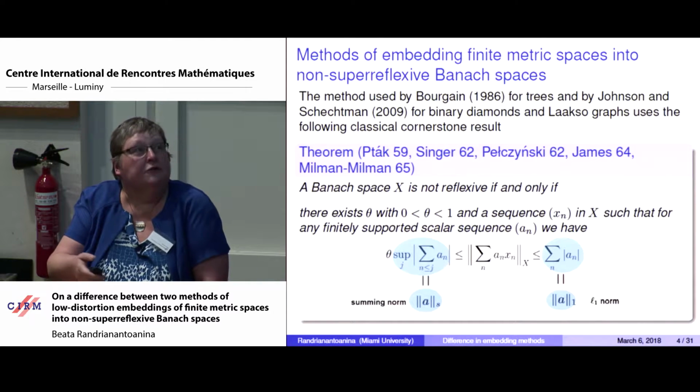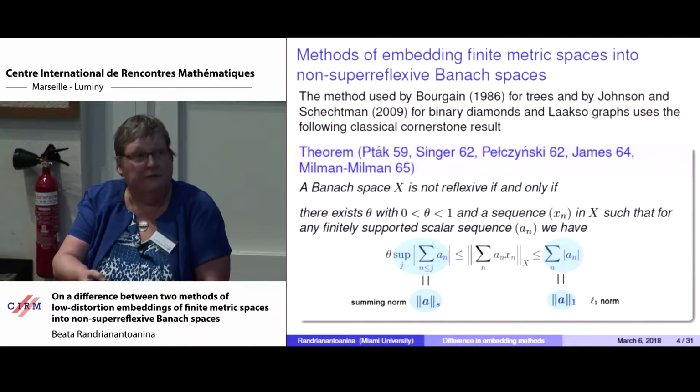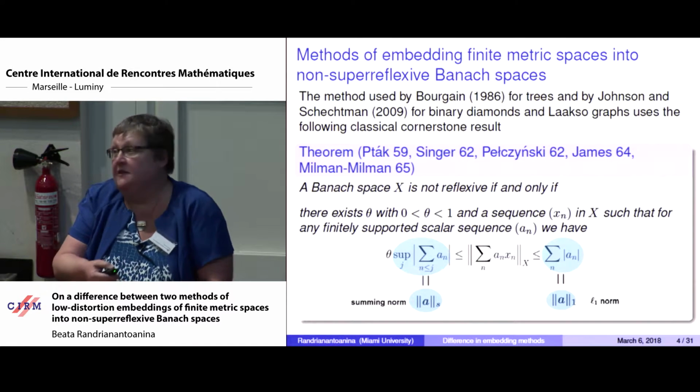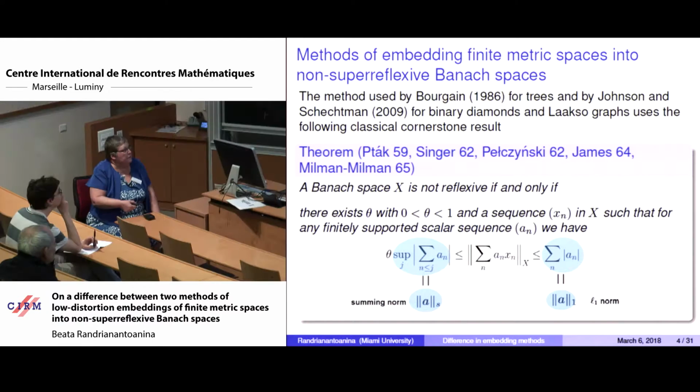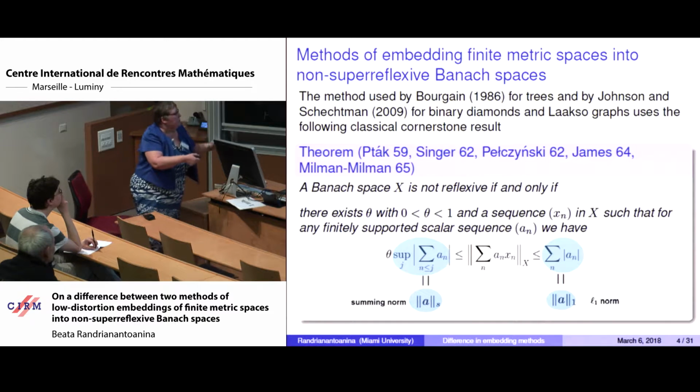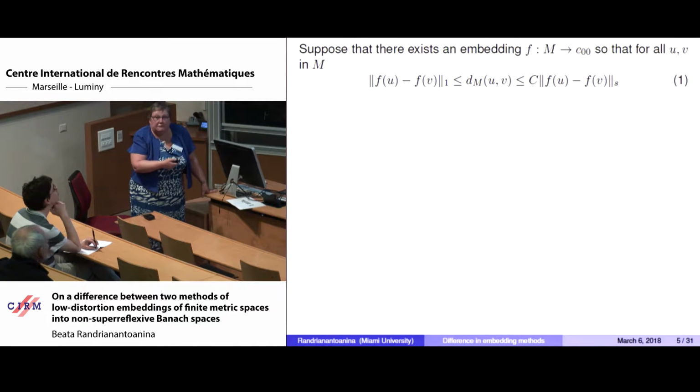Let me show it on the next slide. We actually have, as everybody knows, this is a very classical result. This norm is the standard L1 norm that we always use. This norm is what we call a summing norm, right? So this is kind of the factorization between L1 and the summing norm. So if we have such a sequence, how does the embedding go?